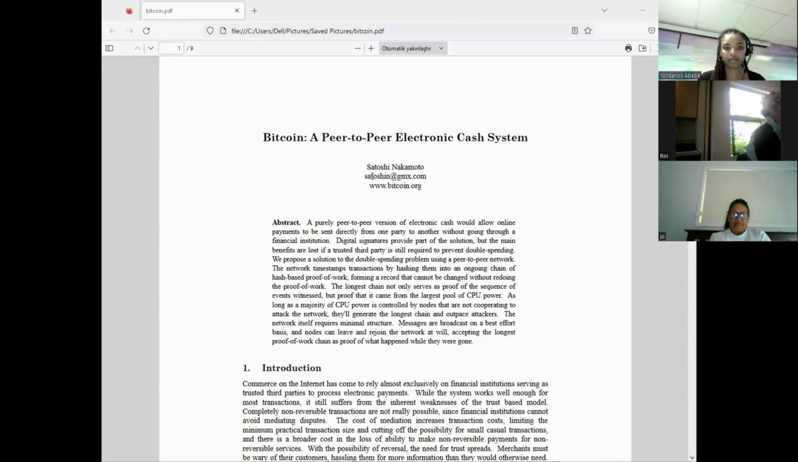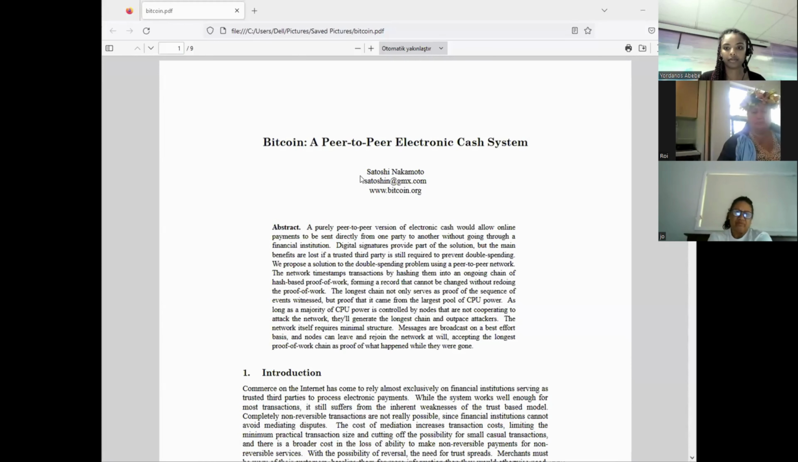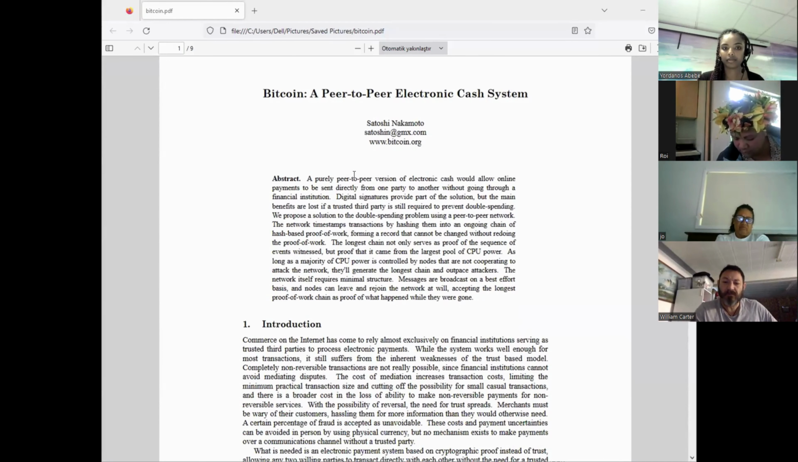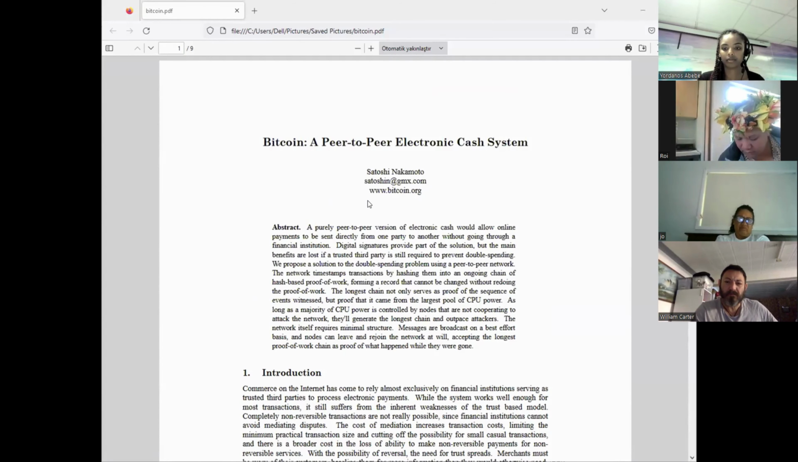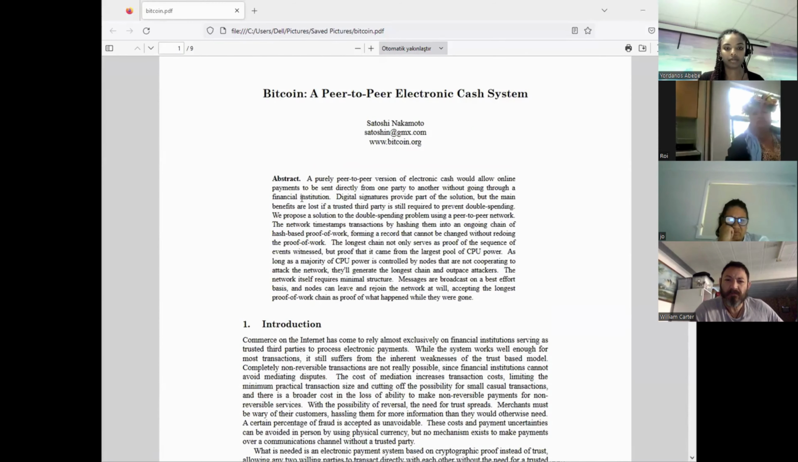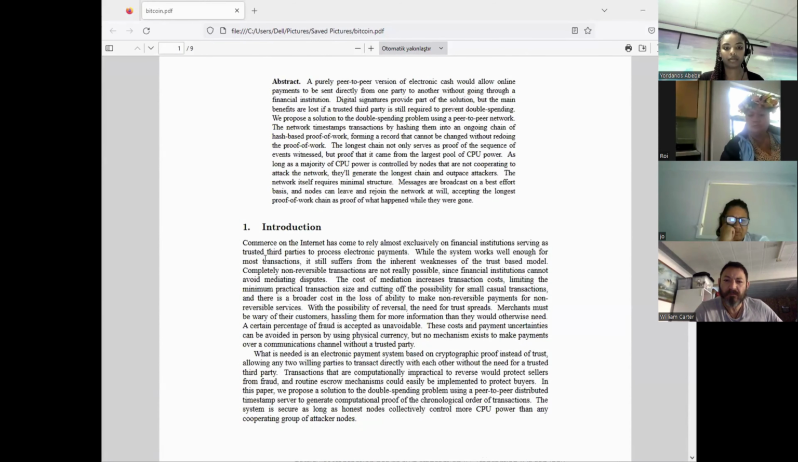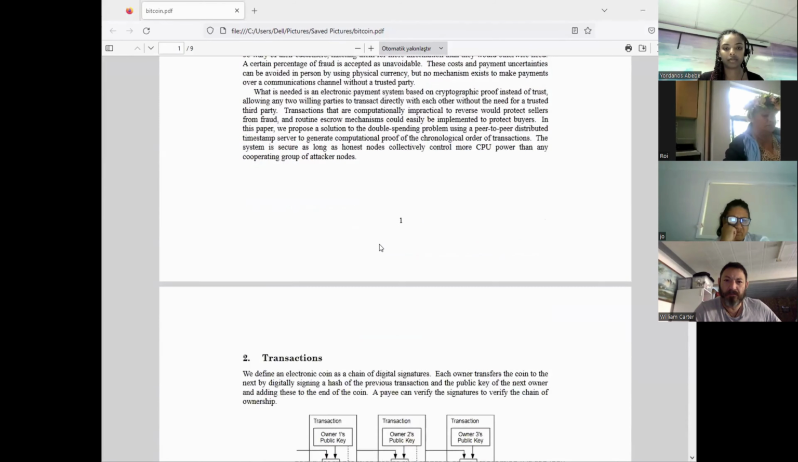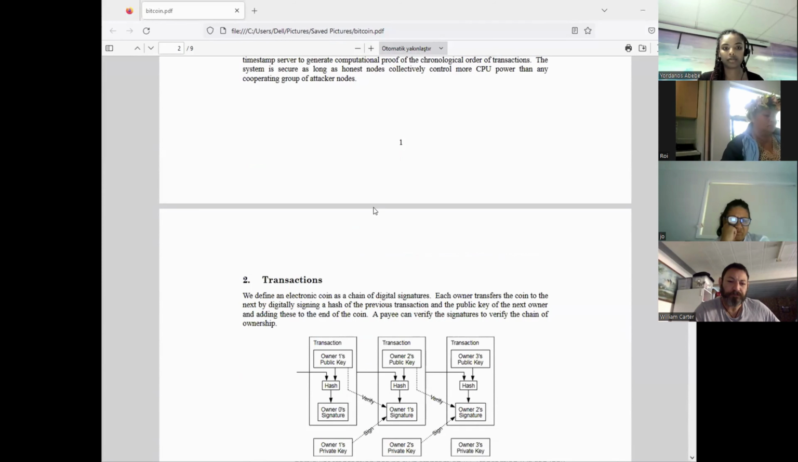So you can see, we all know Bitcoin is a coin that was created by Satoshi Nakamoto. And you can see this is an example of a white paper. This is the Bitcoin white paper. As you can see, it has the introduction about Bitcoin. We don't have the time to go through it, but if you want it, I can share the PDF in the chat section.